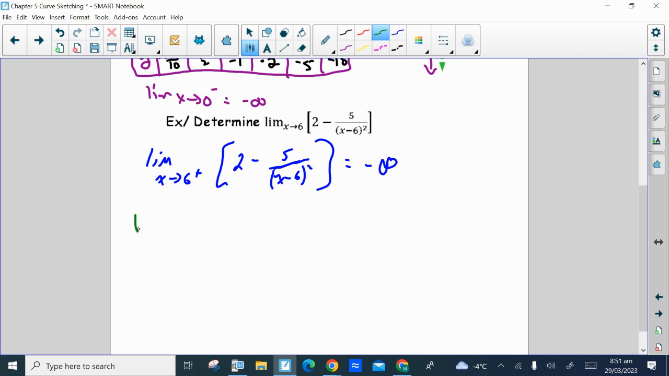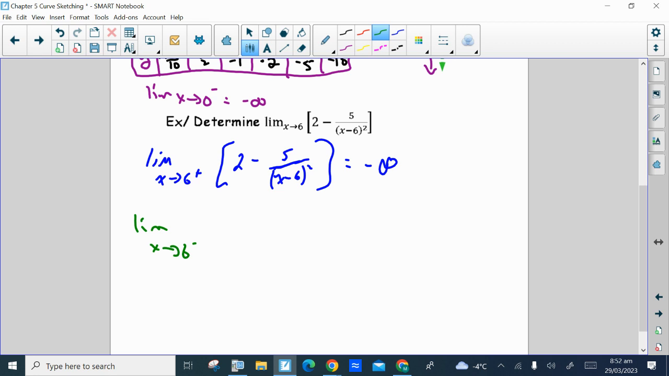Will that change if we approach x from the left side of 6? So now the values are going to be less than 6, but we're getting closer and closer to 6. The closer and closer we get to 6, when we go those values minus 6, we're going to get negative numbers, but when you square it, it's going to become a positive. But those values are going to get smaller and smaller.